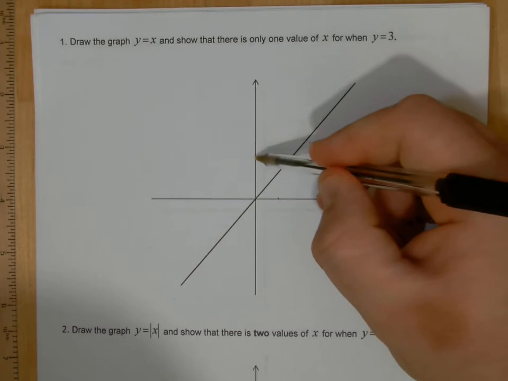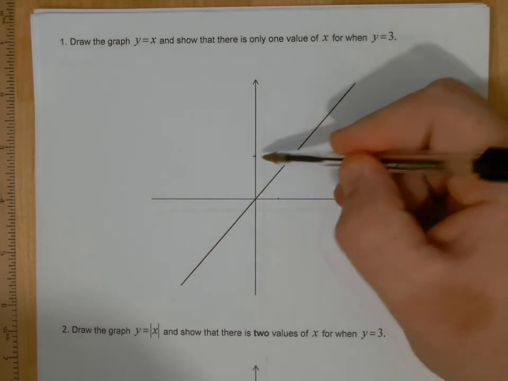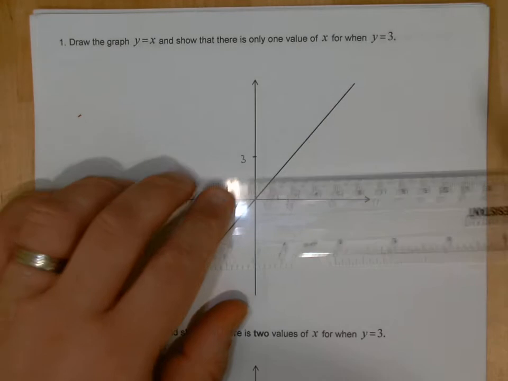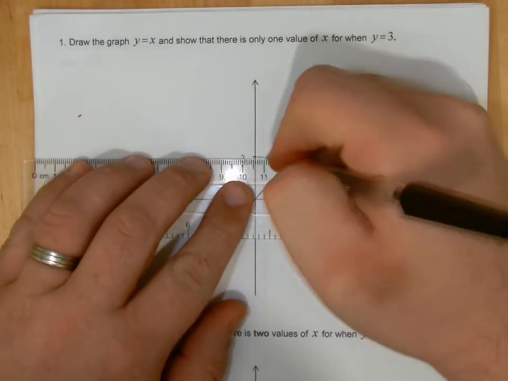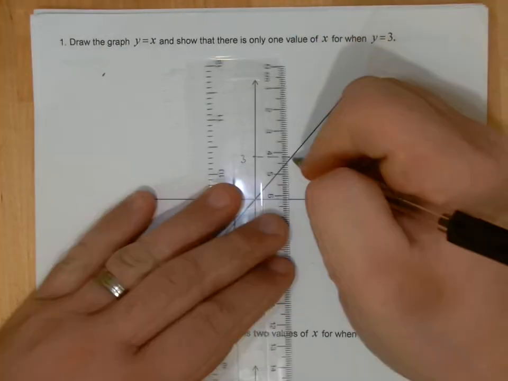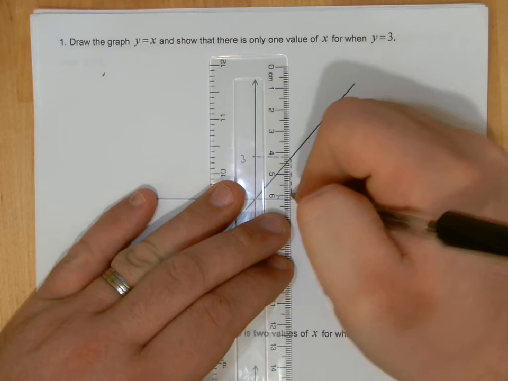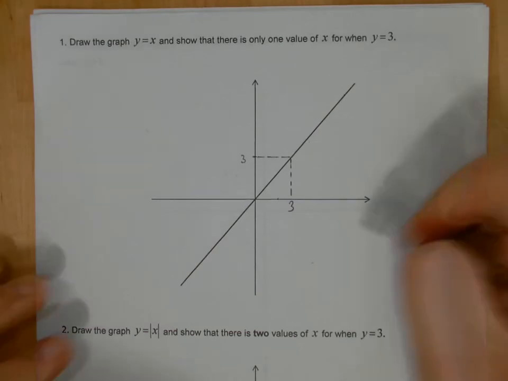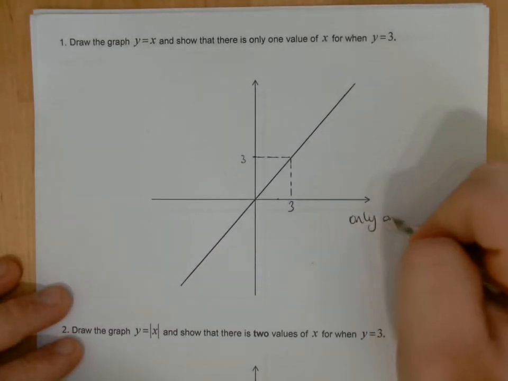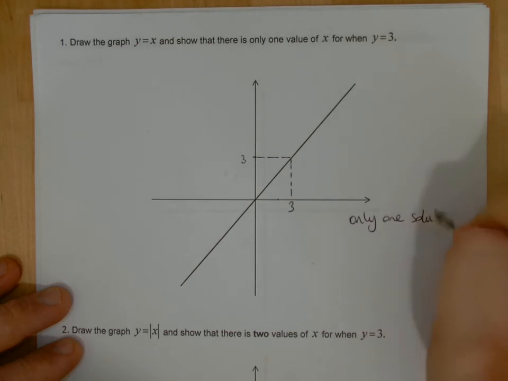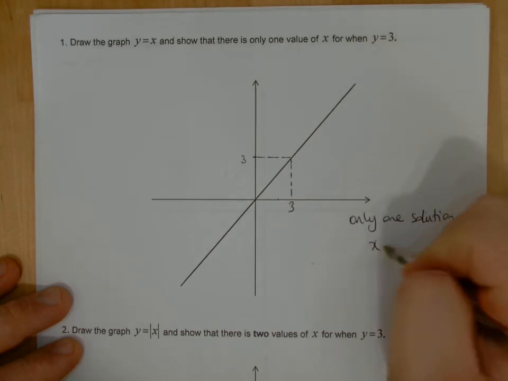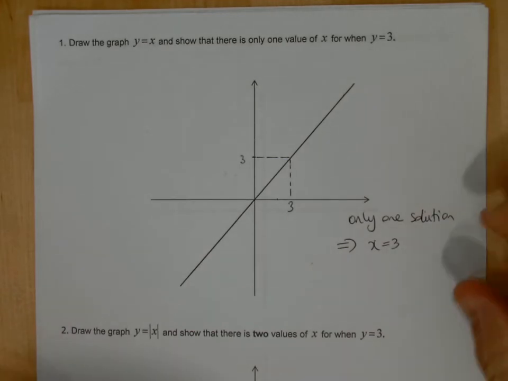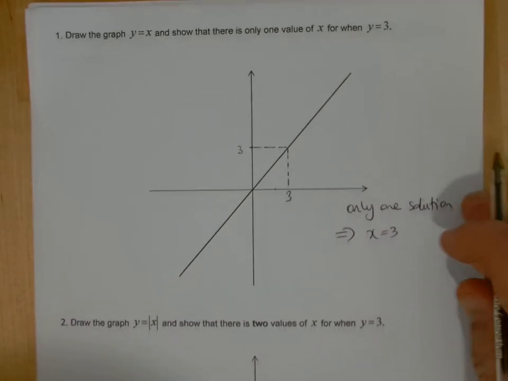3. So if y is equal to 3, say there, then we can see that there is only one solution. And if we draw a line across where it hits the line, there's only one solution. Clearly we know that's going to be 3, yeah? So there is only one solution. And x will equal 3. Okay, pretty obvious, yeah? Now, we're going to start looking at the modulus function.